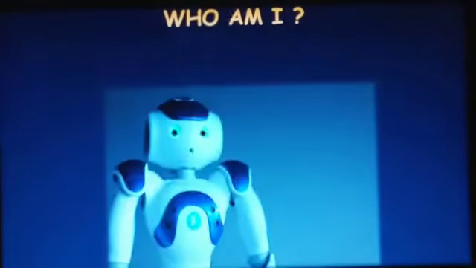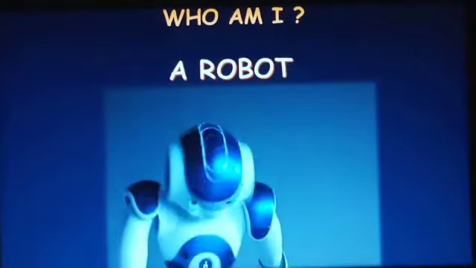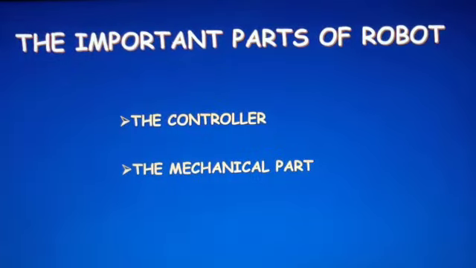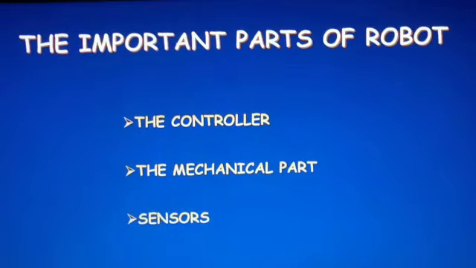Yes, I am a robot. Today we are going to learn about robots. Let's see the important parts of a robot. There are three important parts in the robot. They are the controller, the mechanical parts, and the sensor. Let's see them briefly. The first one is the controller.